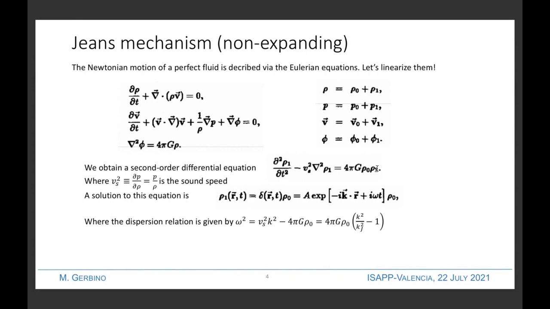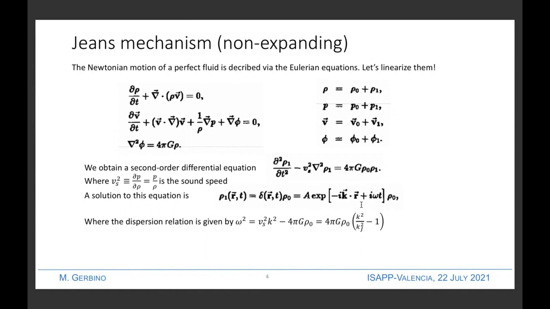The solution to this equation is very simple. You might have recognized a kind of wave solution that can be written in this way here. Remember that rho 1 is the perturbation to the density, so we can rewrite it as a small perturbation delta on top of the average value rho 0. And the exponential expression that we observe here is the formal solution to the second order differential equation.